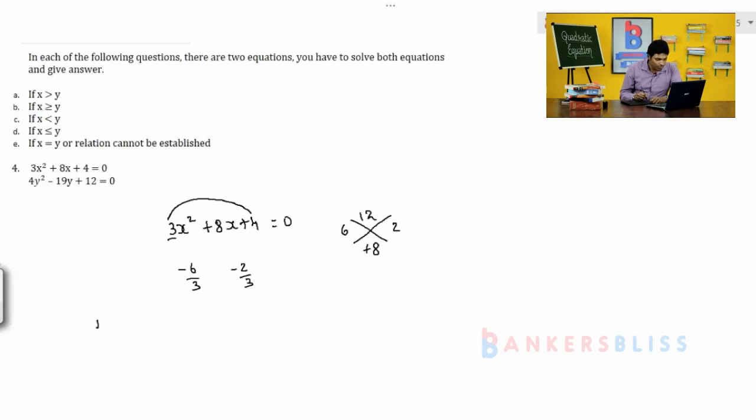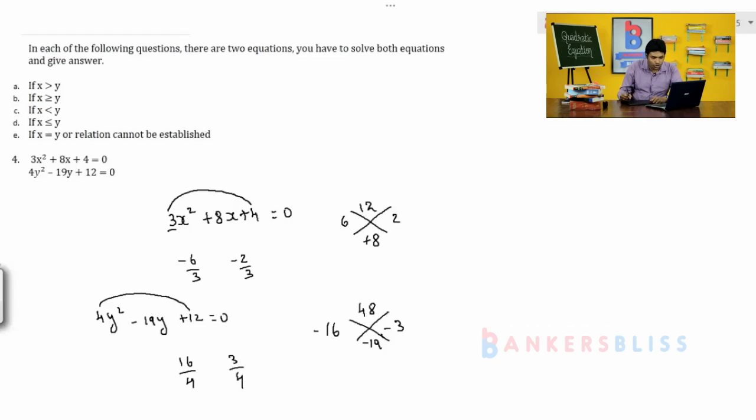Next, 4y square minus 19y plus 12 is equal to 0. So, 4 into 12, 12 4s are 48, plus 48 divided by minus 19. So, see here 16 3s are 48. So, minus 16 and minus 3. So, our answer is plus 16 by 4 and plus 3 by 4.